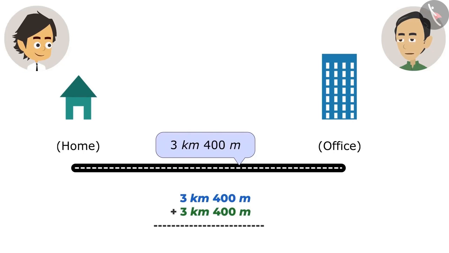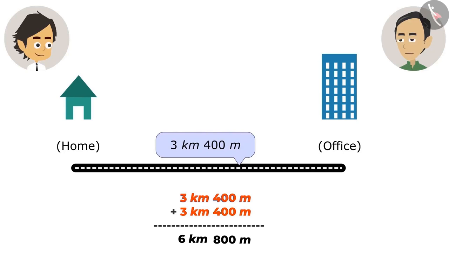Look, we can add numbers only when their units are the same. So here we will add the value of meters to meters and we will add the value of kilometers to kilometers. If you just add the value of the meters, the answer will be 800 meters. And adding the value of kilometers, the answer will be 6 kilometers. This means that you travel 6 kilometers 800 meters to go to and come back from the office.